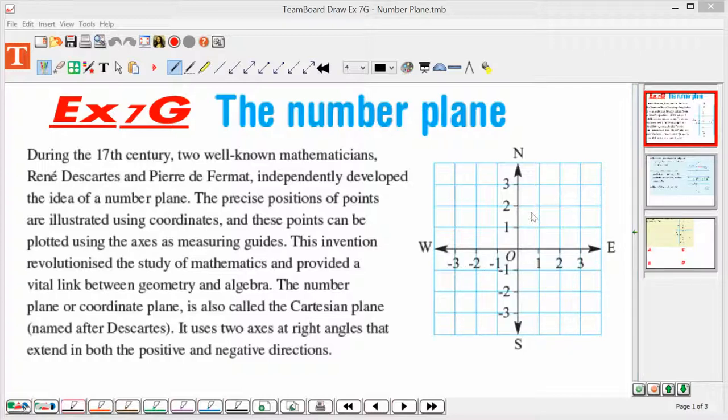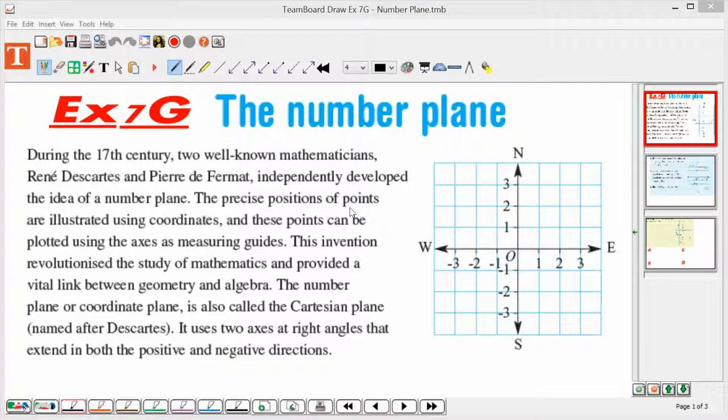A number plane is basically also called a Cartesian plane, which is basically a grid. Now that you've been introduced to integers and are able to use negative and positive numbers, hopefully you'll better understand how a Cartesian plane can work. Just a bit of background info: during the 17th century, two well-known mathematicians, René Descartes and Pierre de Fermat, independently developed the idea of a number plane.